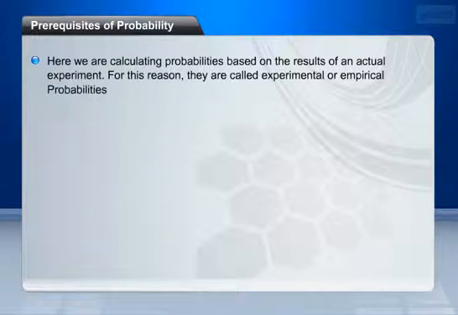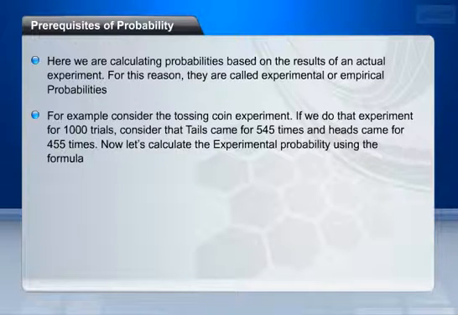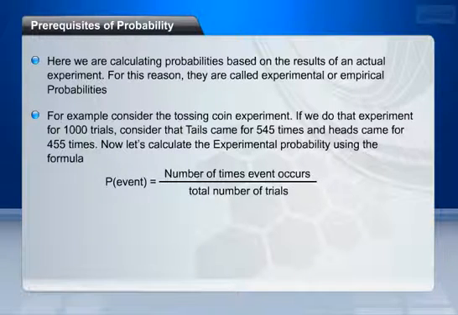Here, we are calculating probabilities based on the results of an actual experiment. For this reason, they are called experimental or empirical probabilities. For example, consider the tossing coin experiment. If we do that experiment for 1000 trials, consider that tails came 545 times, and heads came 455 times. Now let's calculate the experimental probability using the formula. Experimental probability, that is, P of event equals number of times event occurs divided by total number of trials.